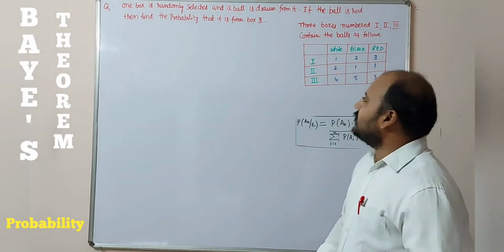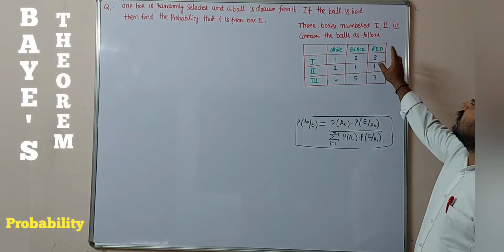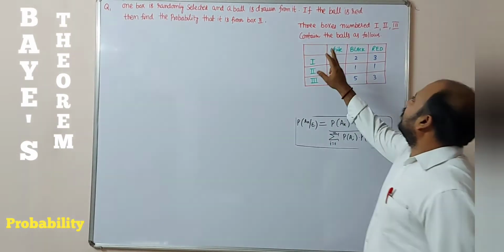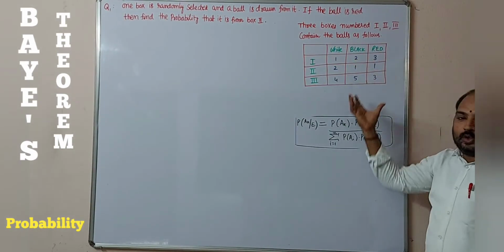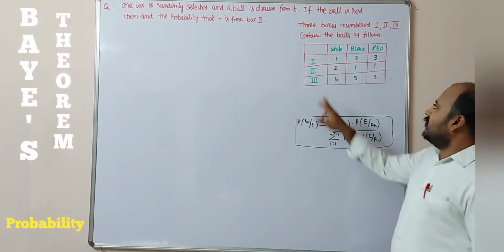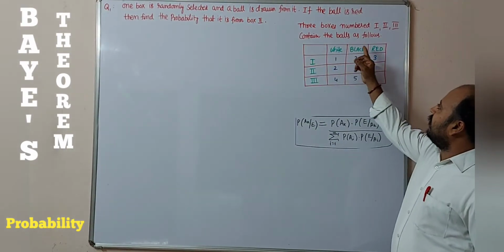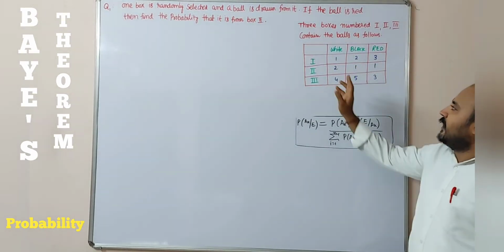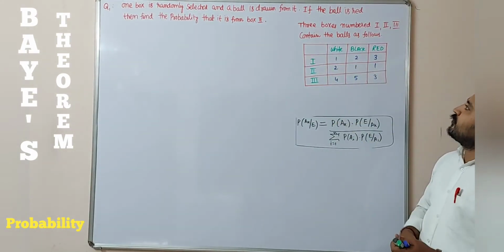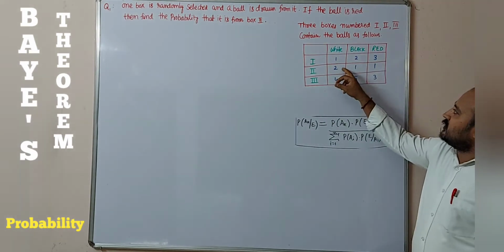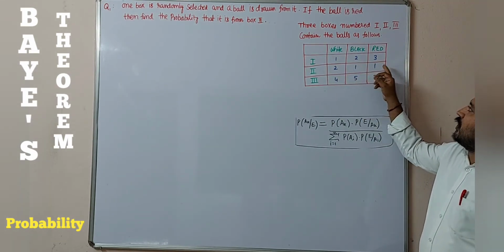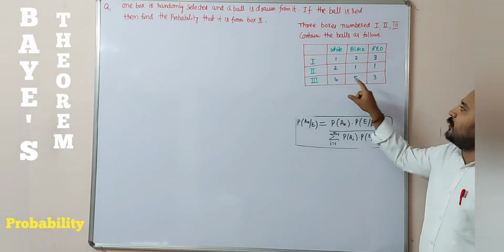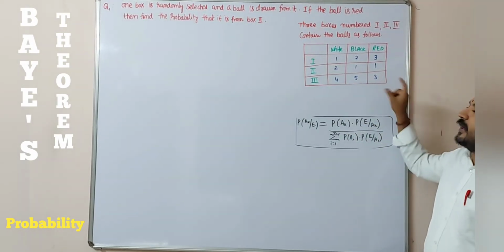So the first question is: 3 boxes numbered 1, 2, 3 contain the balls as follows. The table is given. The first box has white, black, red: 1 white ball, 2 black balls, 3 red balls. The second box has 2 white balls, 1 black ball, 1 red ball. In the third box, 4 white balls, 5 black balls, 3 red balls.